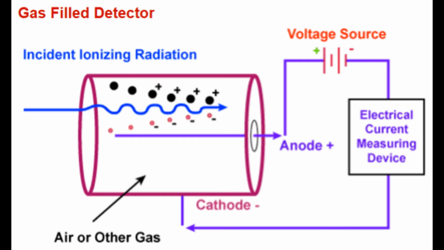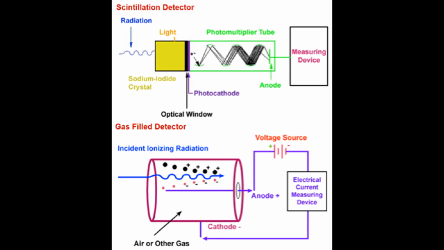The more radiation which enters the chamber, the more current is displayed by the instrument. Many types of gas filled detectors exist, but the two most common are the ion chamber, used for measuring large amounts of radiation, and the Geiger-Müller or GM detector, used to measure very small amounts of radiation. There you have the two basic operations of the two types of radiation sensors.